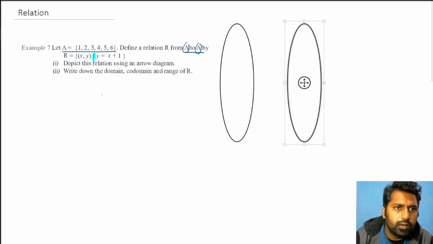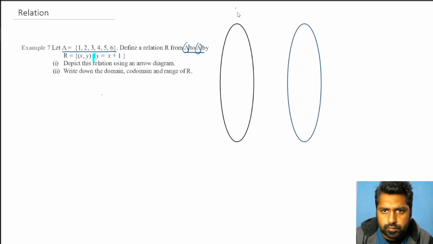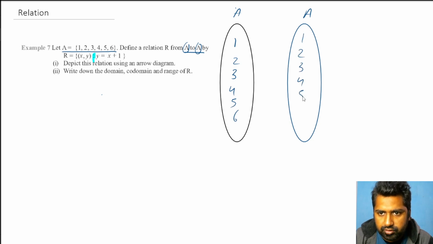Okay, now A, this is also A, because the relation was from A to A. So that's why I'm drawing a set. Now I'll represent the elements in a diagram way, with the help of arrow diagrams. I'll write the elements 1, 2, 3, 4, 5, 6. That's your set A.